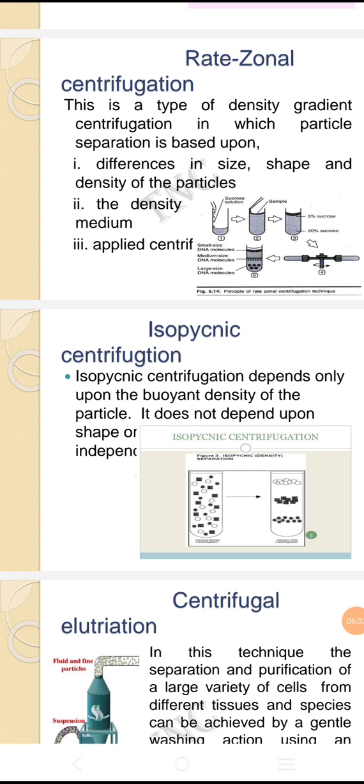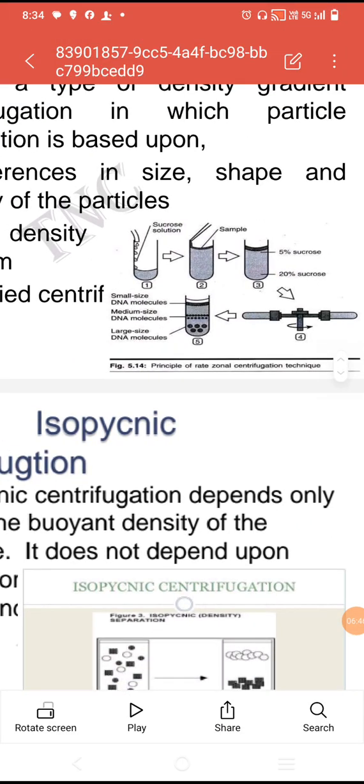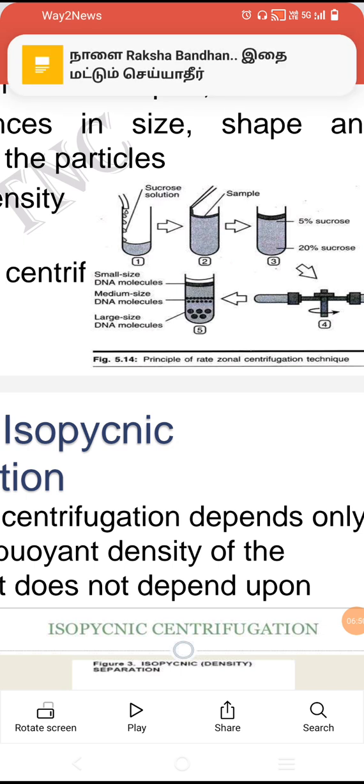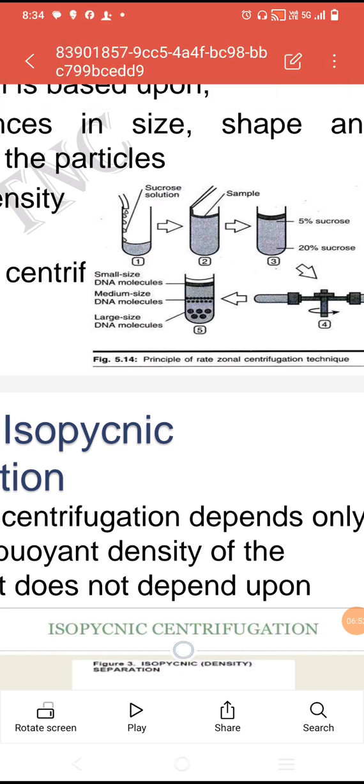So the next one is rate zonal centrifugation. It is a type of density gradient centrifugation, based on differences in shape and density of the particles. So it depends upon the size and shape of the particles. Here the sample is layered on a sucrose gradient, 55% sucrose and 20% sucrose.